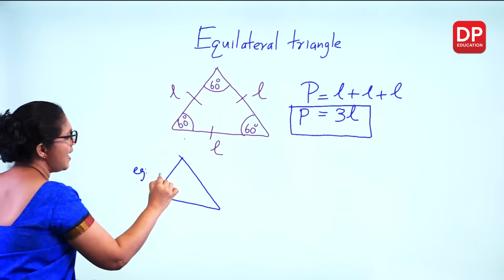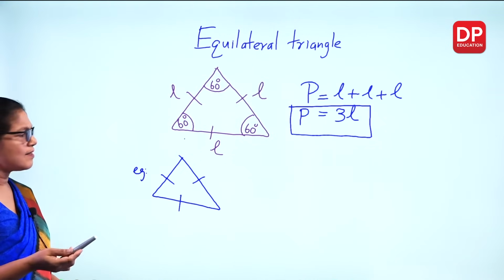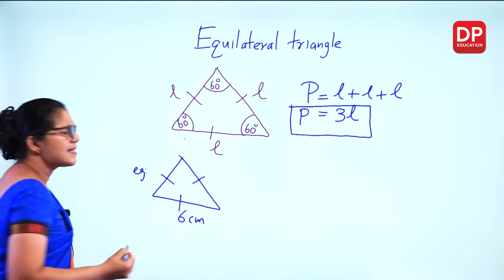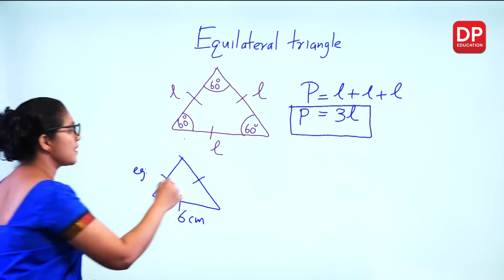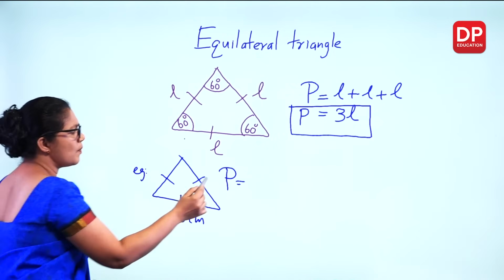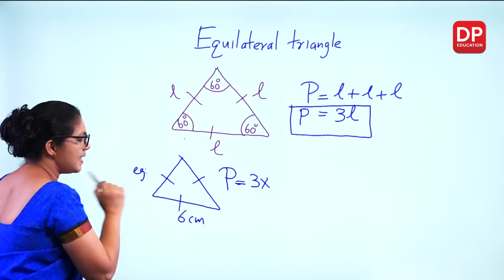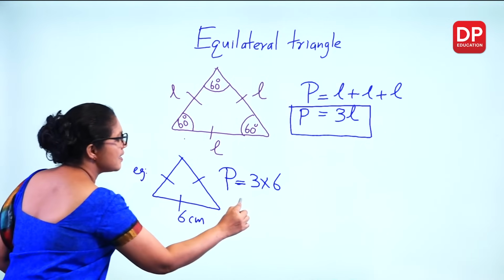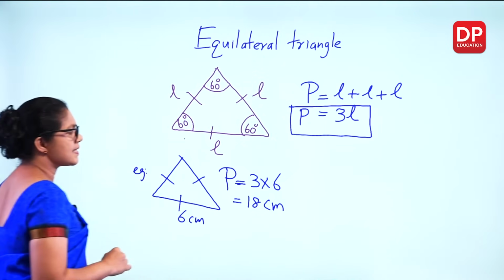This is given and here these three lines given. That means all sides are equal. And I'll give this side is 6 centimeters. So what's the perimeter of this figure, this triangle? P equals, we know all sides are equal, so this is an equilateral. Just multiply the length given by 3. So 3 times 6, you get 18 centimeters.